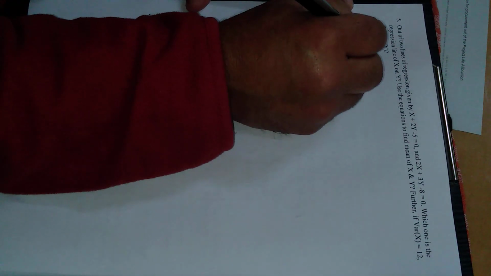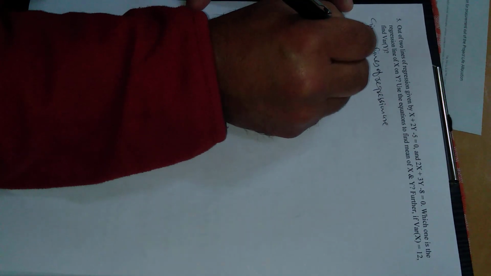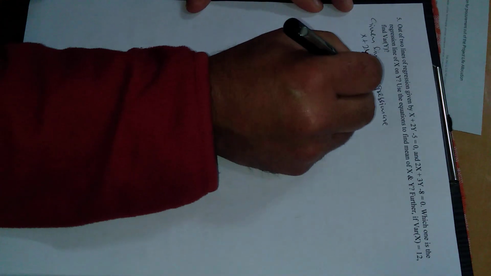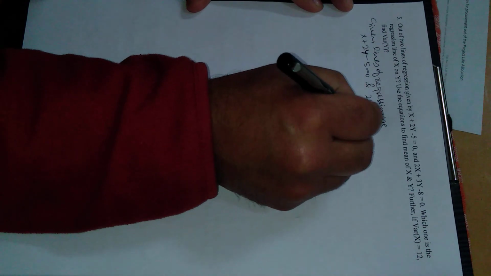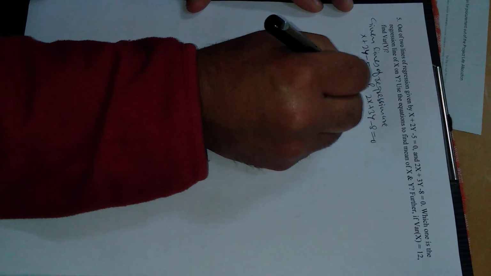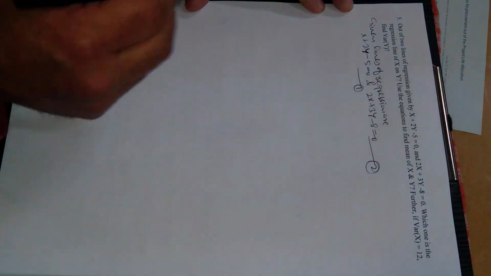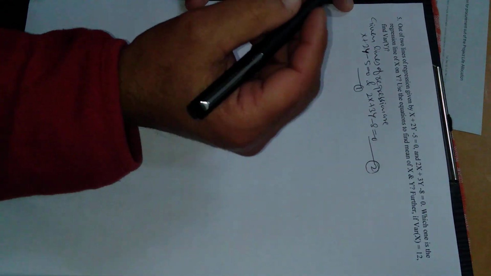Given lines of regression are: first is x plus 2y minus 5 equals 0, and second is 2x plus 3y minus 8 equals 0. Let us put this to be equation number 1 and this to be equation number 2. First of all, we have to check which one of these two equations is the line of regression of x on y. This one could be, or that one could be. So we have to check.